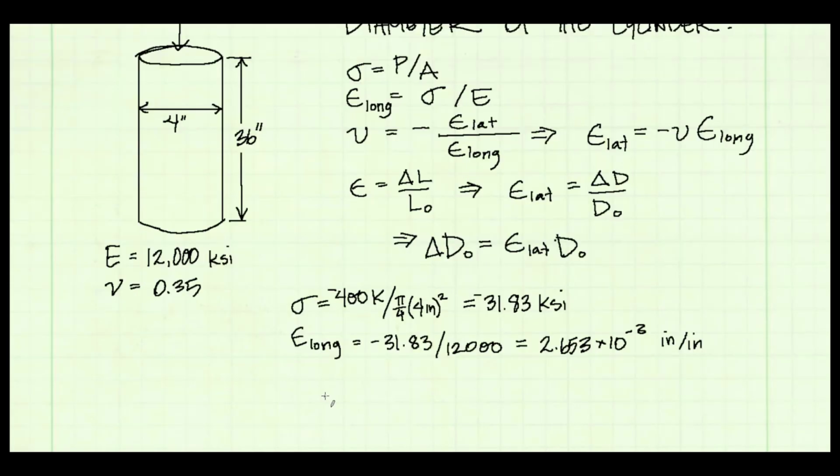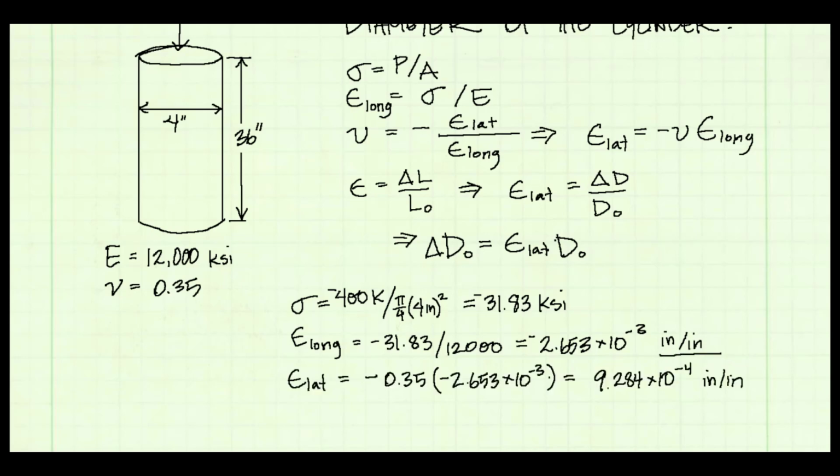When I solve for the normal stress in the cylinder, I get that negative 400 kips, because it's in compression, divided by the area is negative 31.83 ksi. Then solving for the longitudinal strain using Hooke's law, I get that it is equal to negative 2.653 times 10 to the negative third. Now the units on both stress and modulus of elasticity are the same, ksi, so they cancel out, and I just show strain as inches per inch. Now I use Poisson's equation to solve for the lateral strain. Notice that the negative sign in that equation cancels out the negative sign in my longitudinal strain.